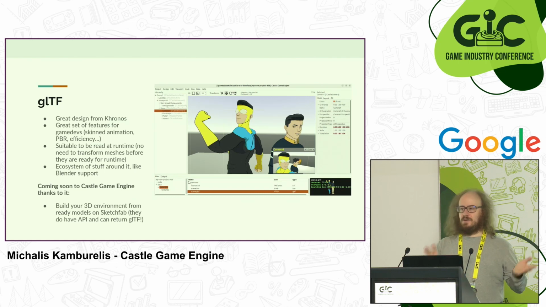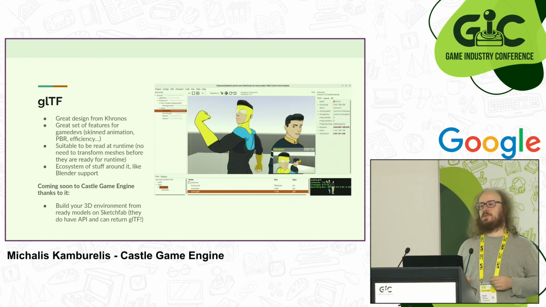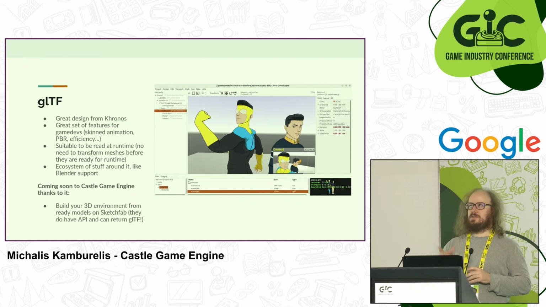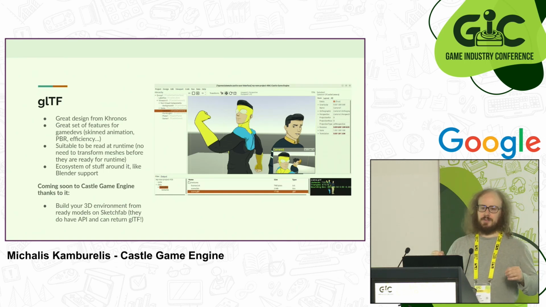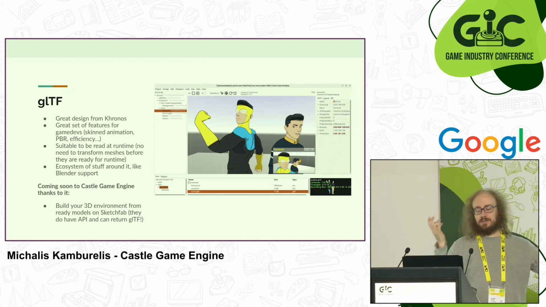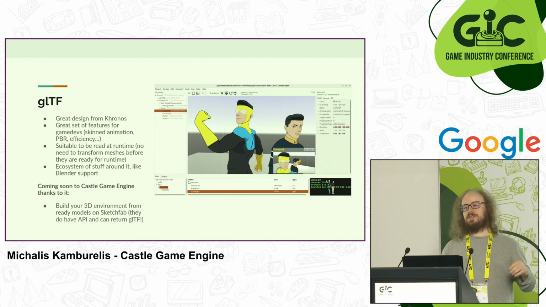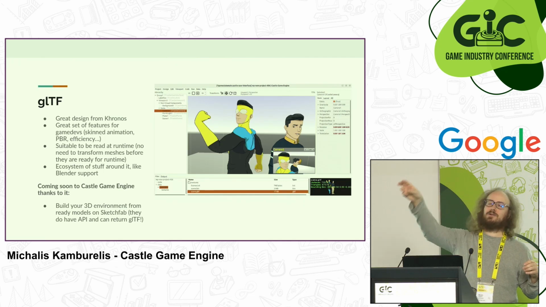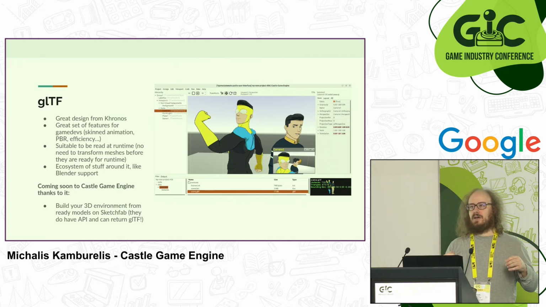Sketchfab has some paid models and some free models. The gist is that you will be able to type in a search box in Castle Game Engine, for example, I want to make a room and I want to have a chair, a table, a coffee pot, whatever. You can type this into a search box, you can drag and drop it on your scene, and it will work.